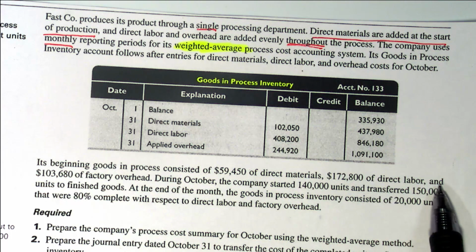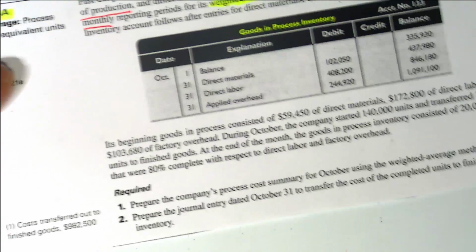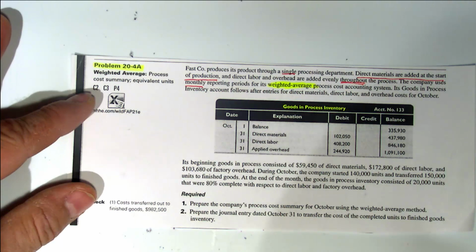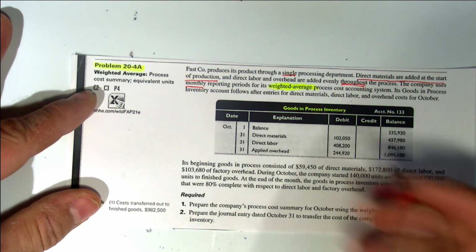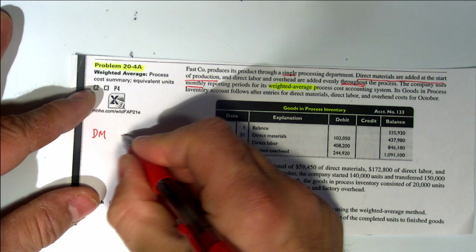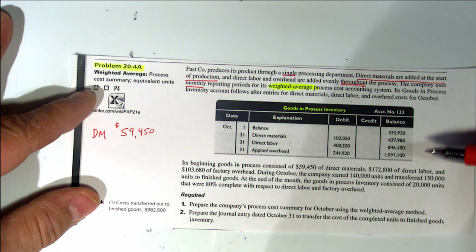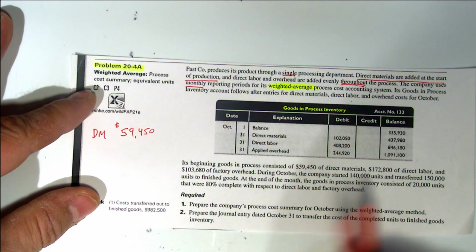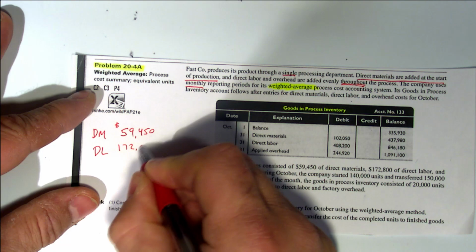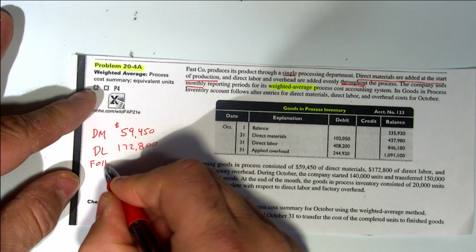Its beginning goods in process consists of 59,450 of direct materials, 172,800 of direct labor, and 103,680 of factory overhead costs. Okay, I'm going to rewrite what they just said there. Our beginning goods in process inventory was direct materials of 59,450. Is it 450 or 540? 450. Well, I mixed it up then. Okay, 59,450, right? Direct labor of 172,800. Okay. And 103,680 of factory overhead. Is that right?